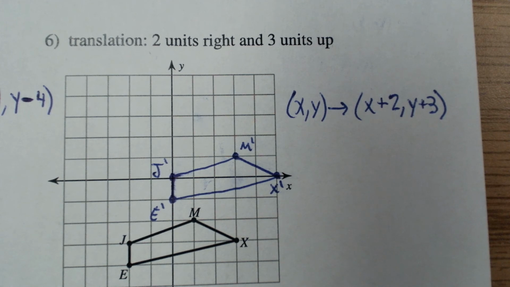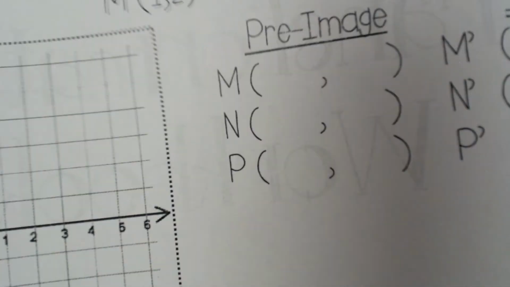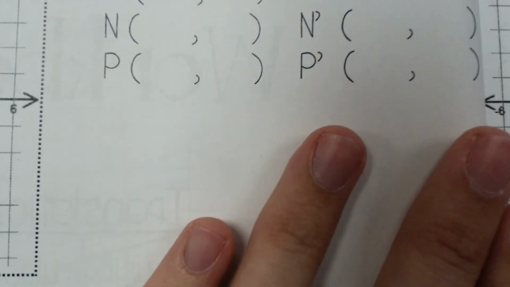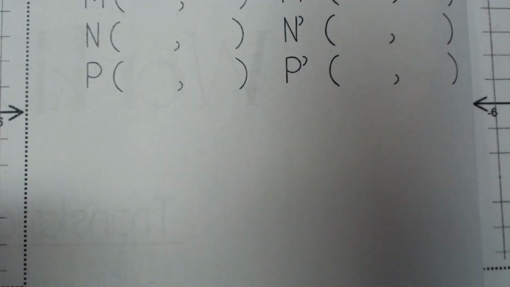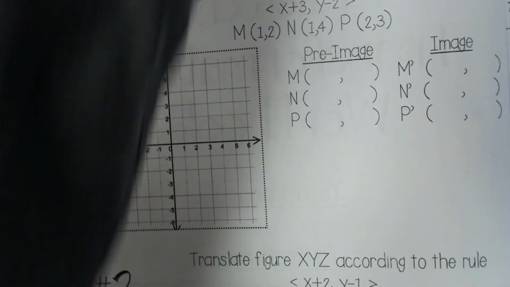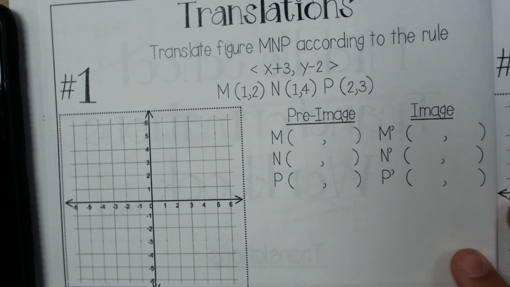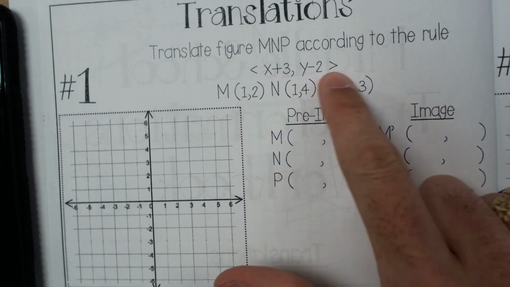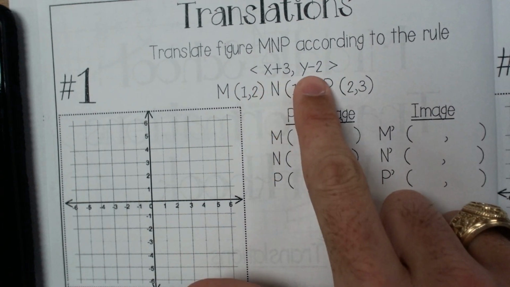Okay. From there, you need to go ahead and complete the 4 questions for the day in your workbook. These 4 questions right here. Now, on these questions, the way that it's going to work is, zoom out a little bit here. So right here, they give you the rule. This tells you you're going to go right 3 and down 2.